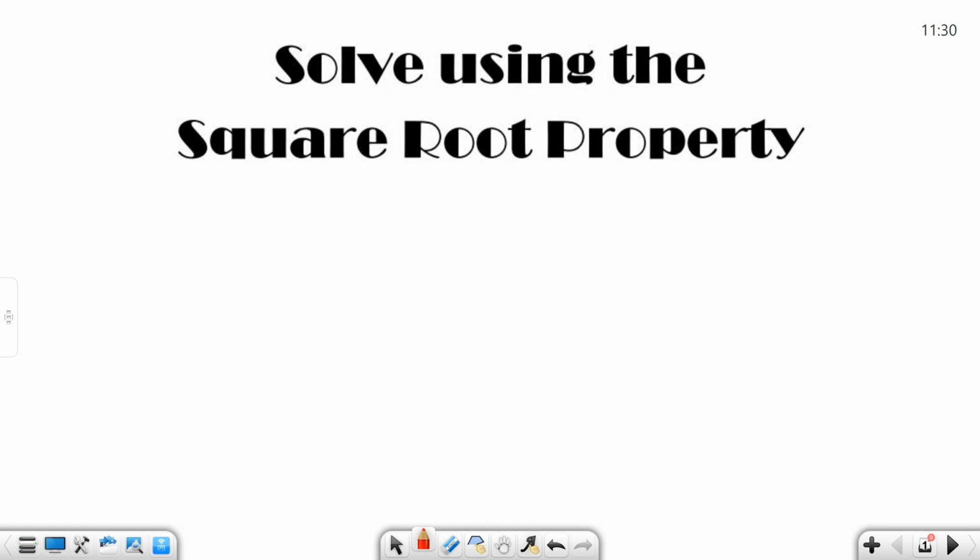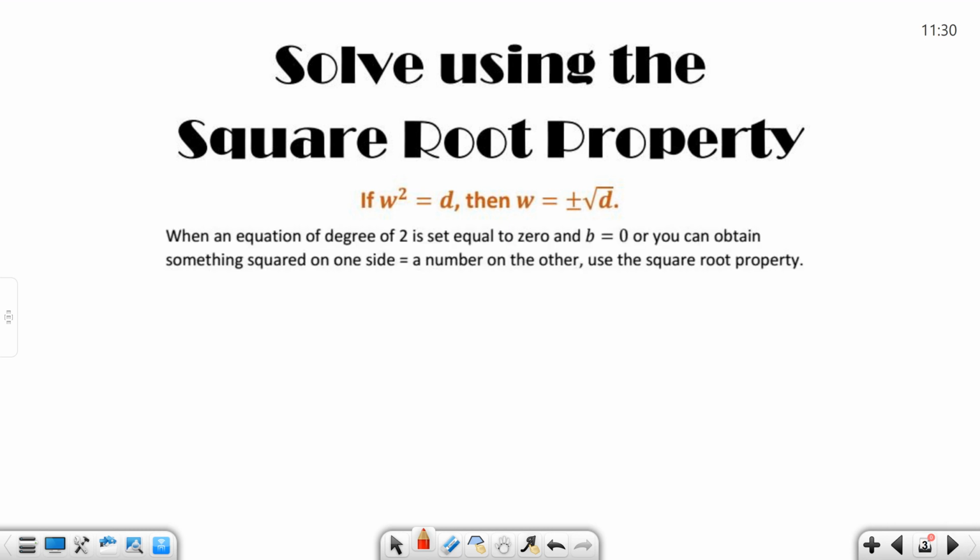Solve using the square root property. If w squared equals d, then w equals plus or minus the square root of d. So when an equation of degree 2 is set equal to 0 and b equals 0, meaning ax squared plus bx plus c, if b is equal to 0, you can obtain something squared on one side equals a number on the other. You can use the square root property.